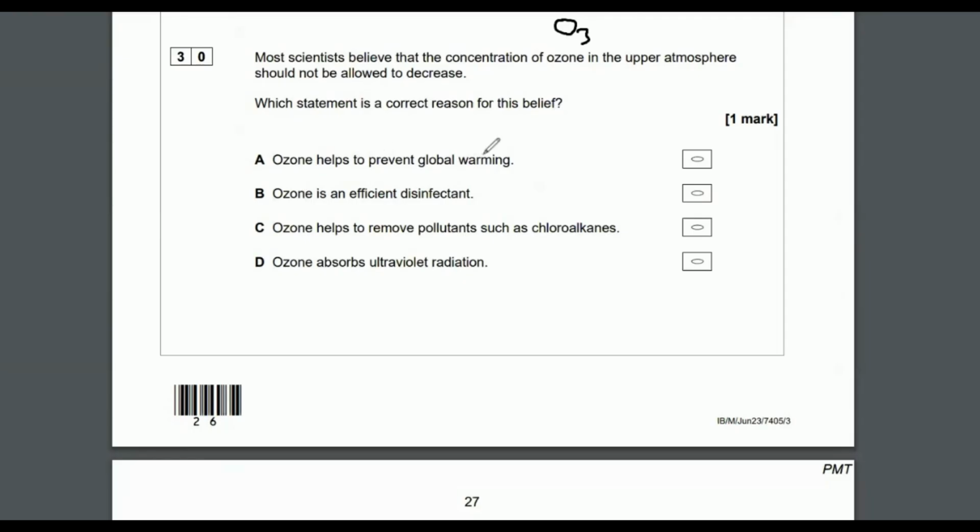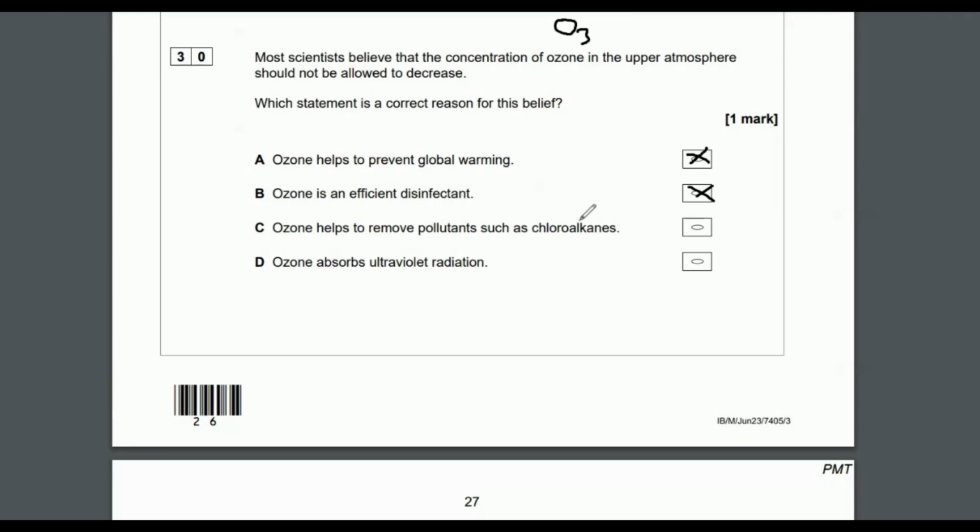Ozone helps to prevent global warming. That's not why they want it in the atmosphere. Ozone is efficient. It is a good disinfectant. It kills bacteria and it kills viruses, but that's not why we want to have lots of it in the atmosphere. We're not under threat from massive comets delivering dangerous viruses and bacteria, at least as far as I know, through our atmosphere.